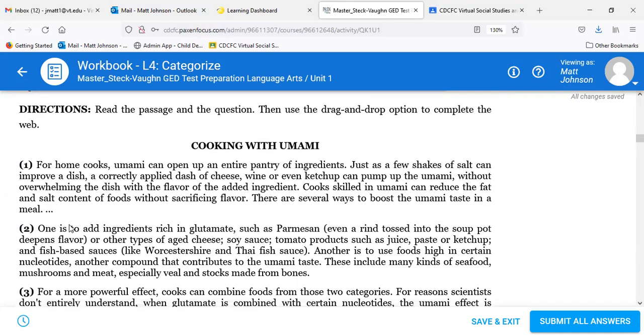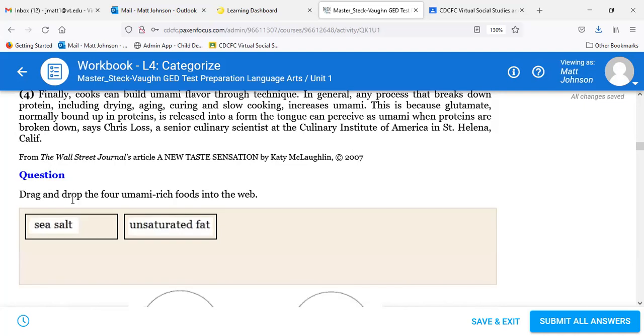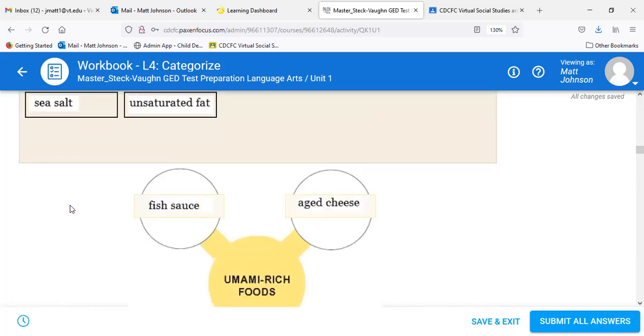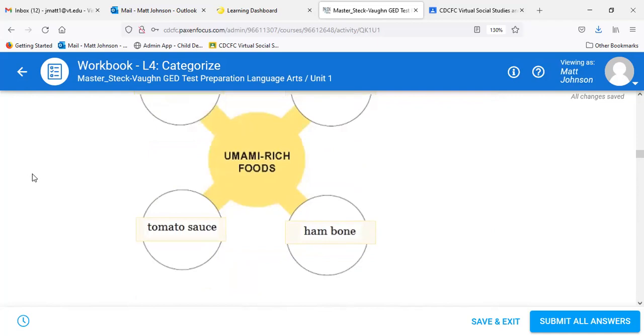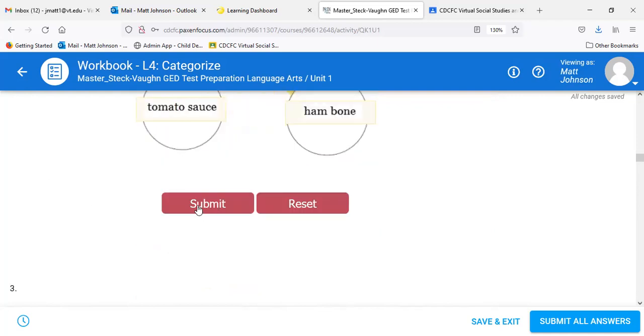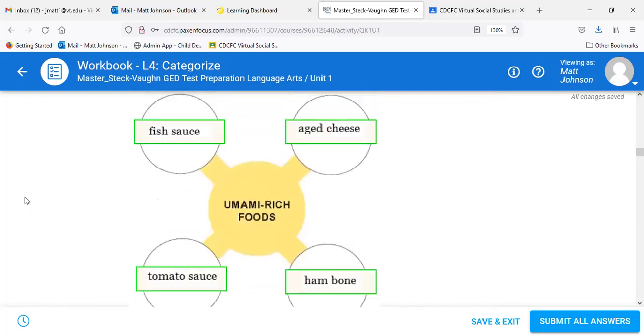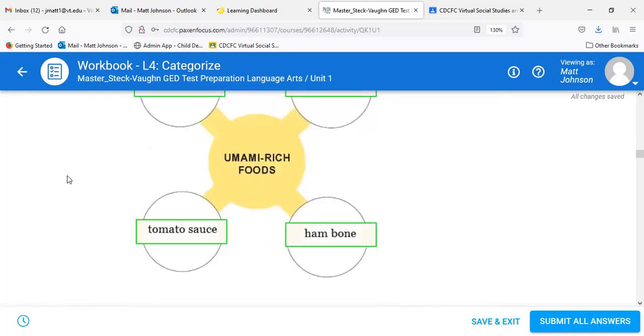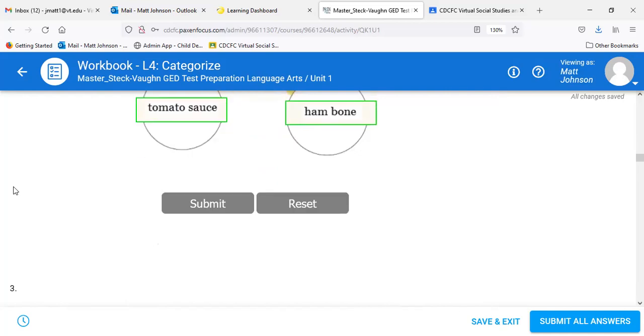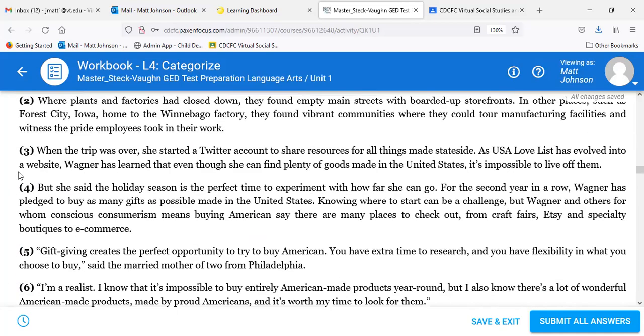Oh, yeah, the stocks made from bones. So that's, again, you got to be careful. Remember, sea salt is actually salty. That's its own flavor. And it also talked about aged and cured things. So we have the aged cheese there, and then it references fish and tomatoes. So, all right, we should submit there. Yep, fish sauce, aged cheese, tomato sauce, and ham bone. Okay. And number four.